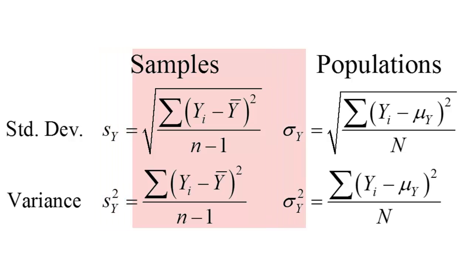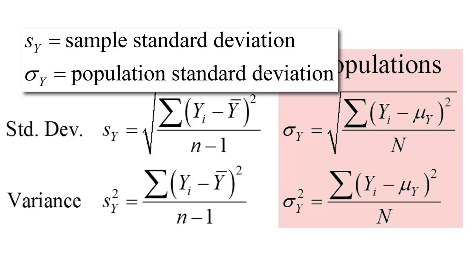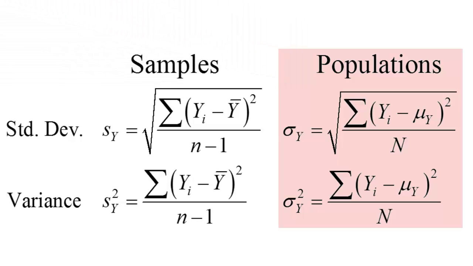Now let's move over to the other column labeled populations. Here are the same two statistics, the standard deviation and the variance, calculated for populations. Notice that the formulas are very similar. If we look at the variance, it's simply the sum of y minus mu sub y squared divided by n. So the variance here, again, doesn't have the radical sign. The standard deviation, on the other hand, is the same value, but with the radical sign. So again, the difference is simply whether we take the square root or not.